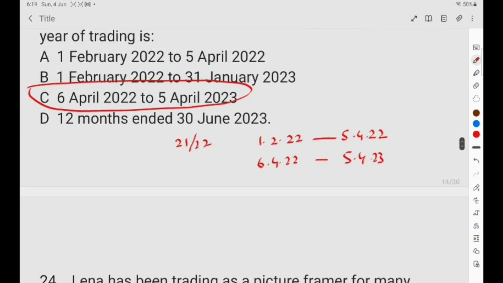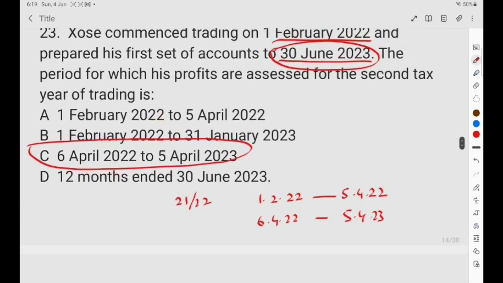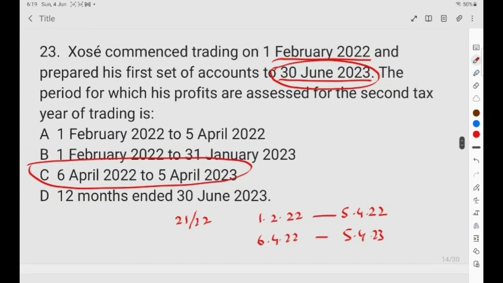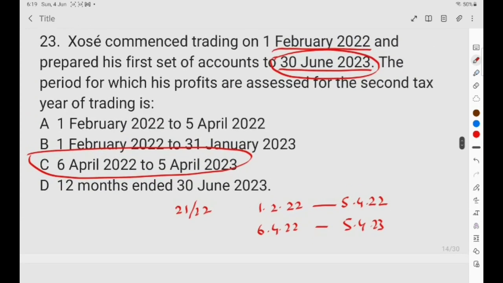There is no rule to be applicable in case the period of account is not ended in the second tax year.